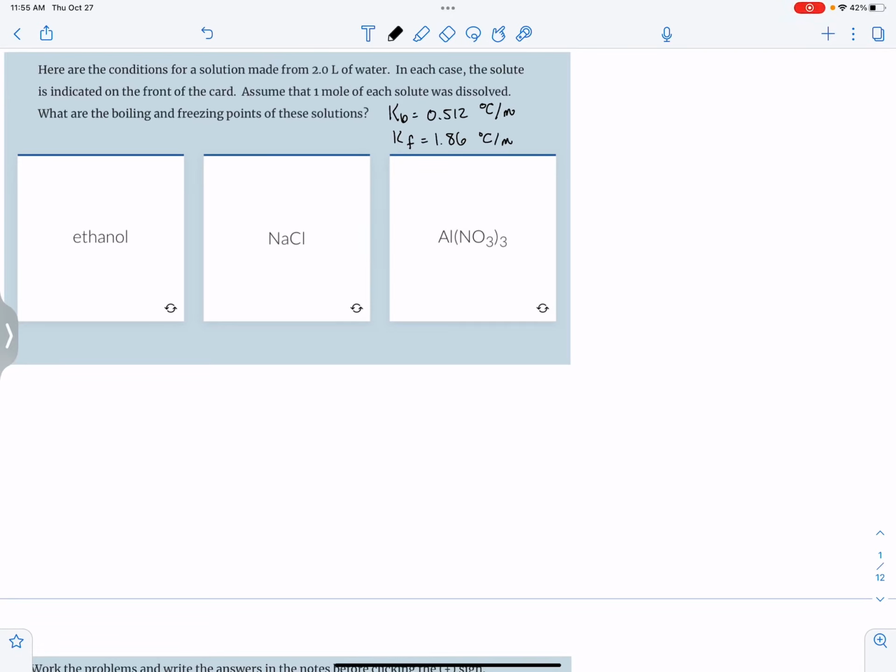These are nice problems because they walk you through kind of all the examples that you might possibly have. Before we get too far into this, I want to mention the van 't Hoff factor for each of them.